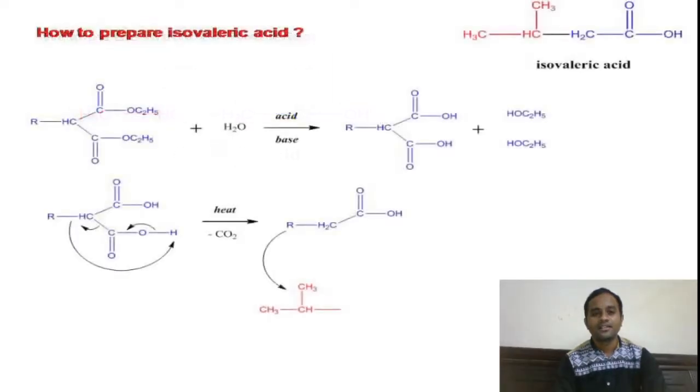And similarly, you can see that when we substitute this R group by the isopropyl group, we can prepare isovaleric acid. That means when we subject the malonic ester to alkylation using isopropyl halide, we will get the isopropyl substituted malonic ester, which on hydrolysis in acid medium followed by heating will undergo decarboxylation to give isovaleric acid as the product, right?